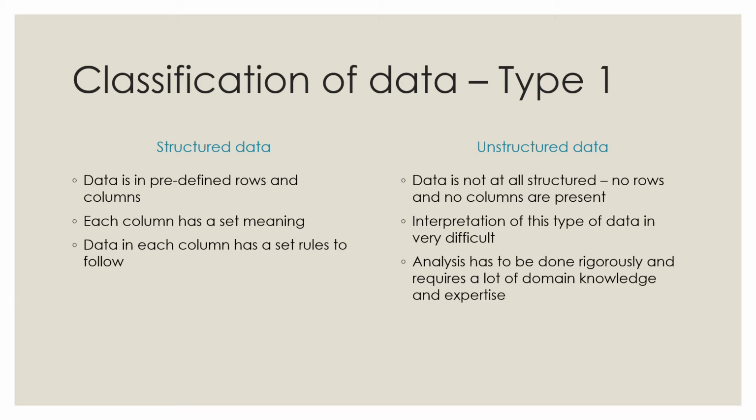Let me give an example. Suppose you go to a supermarket and you buy something. Say a very small example with three columns. The first column will be the item that you have bought, the second column will be the item quantity, and the third will be the price of the item. Just a very basic example.